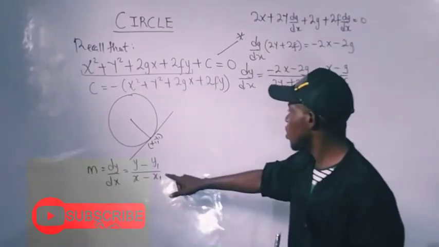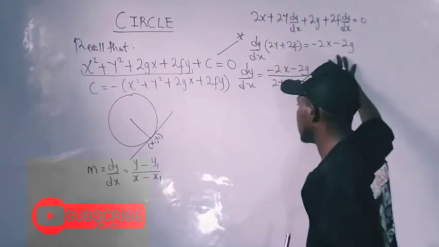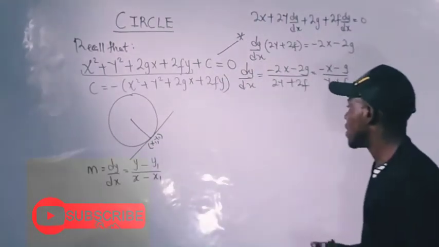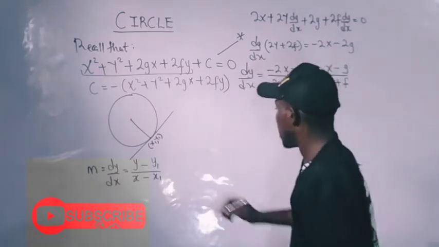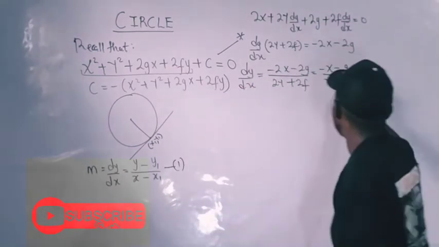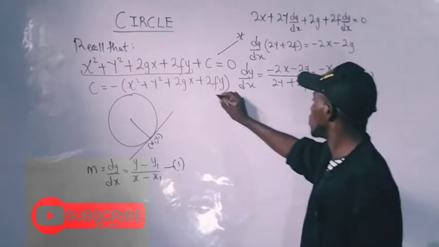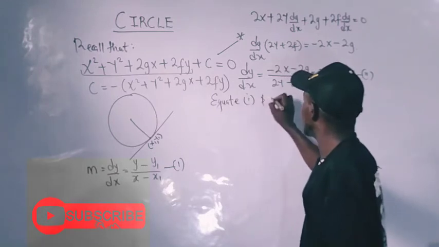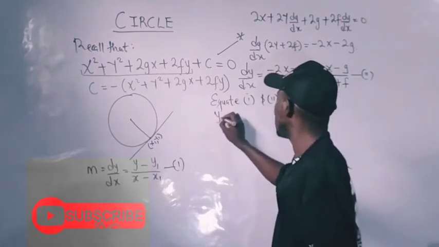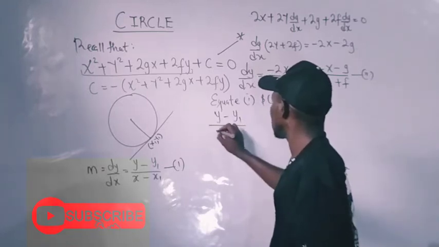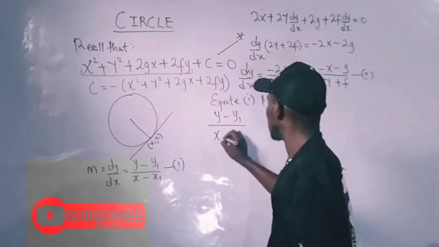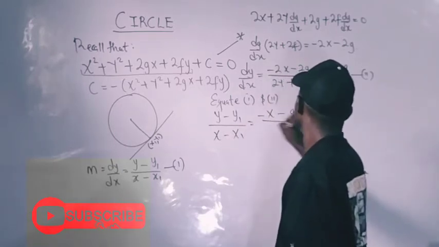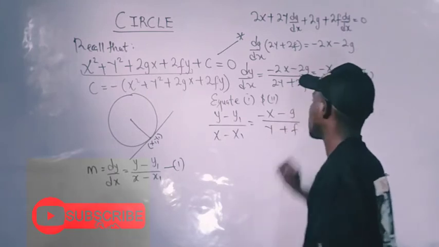Then I can easily equate both together, since dy/dx is this entity, and in this place dy/dx is actually this entity too. So what do I simply have? I'm going to be equating both together. Perhaps I label this equation 1 and I label this equation 2. Then I can say equate equations 1 and 2, such that I have y minus y1 all over x minus x1 equals minus x minus g all over y plus f, of this form.